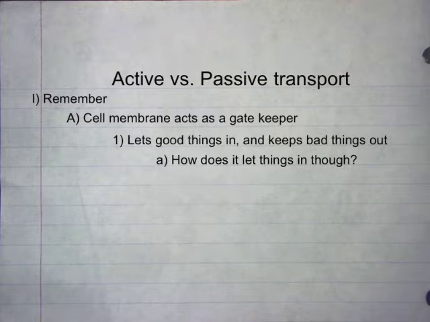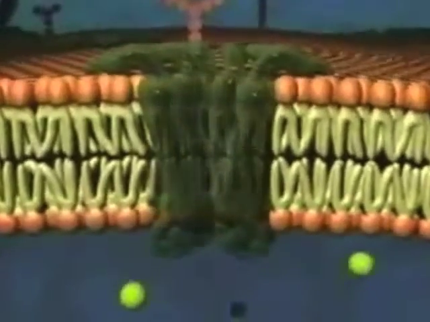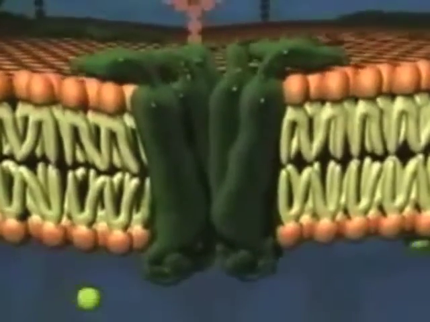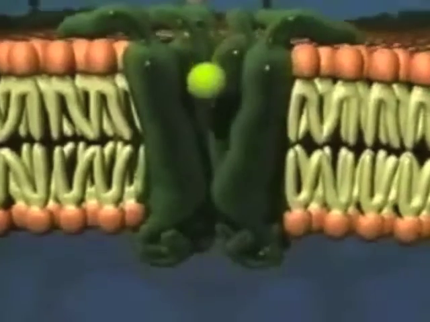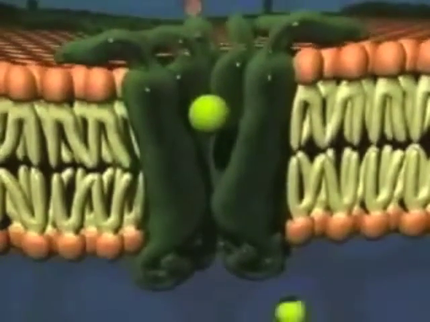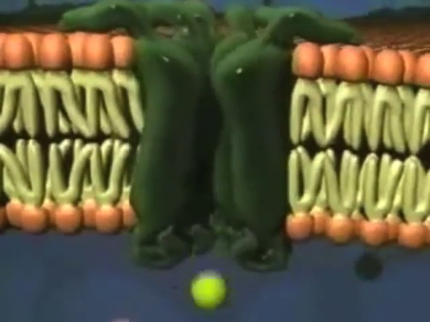Active versus passive transport. Remember, the cell membrane acts as a gatekeeper. It lets good things in, keeps bad things out. But how does it do this? There are several ways that it can let things in. One is without energy, called passive transportation. The other requires energy, moving molecules through the membrane, called active transportation.